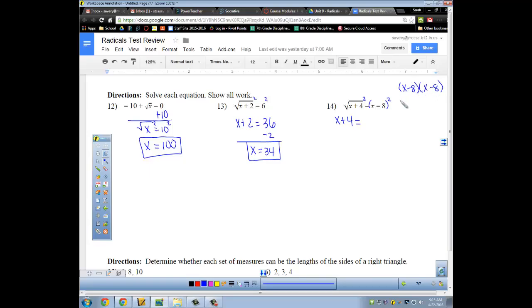So x times x is x squared. X times negative 8 is negative 8x. Negative 8 times x is also negative 8x. Negative 8 times negative 8 is positive 64. Combine like terms to get x squared minus 16x plus 64. Now I'm going to take this and bring it over here.